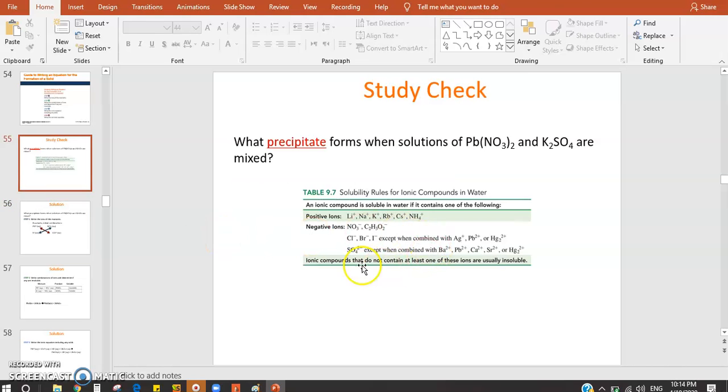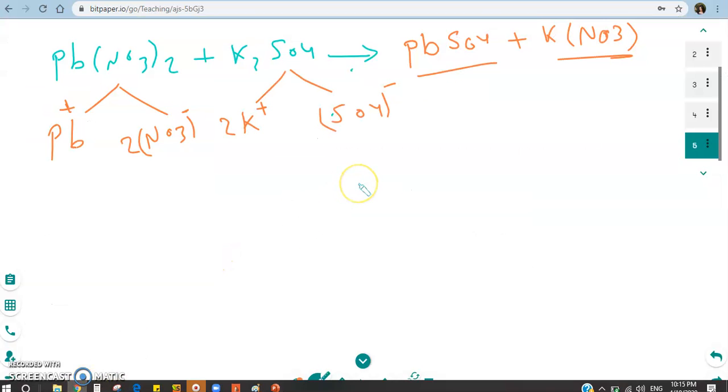Now we look back at this table and see we do have PbSO4. So SO4 is soluble except when combined with Pb. So basically that will be our precipitate. The K will be with the NO3, so we're good. So the other one will dissolve normally. So this one will be our ppt, or precipitate.